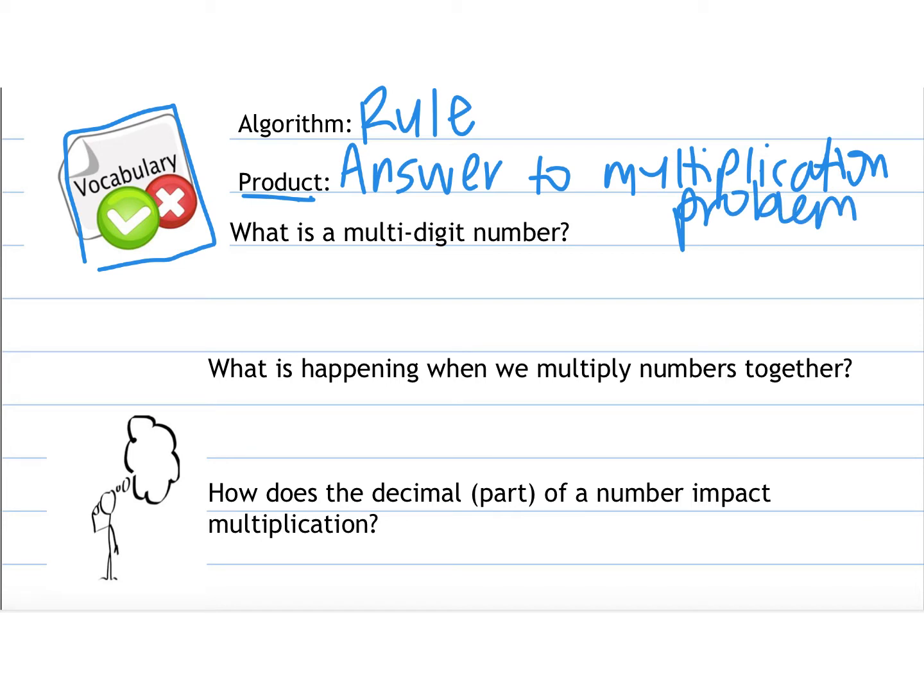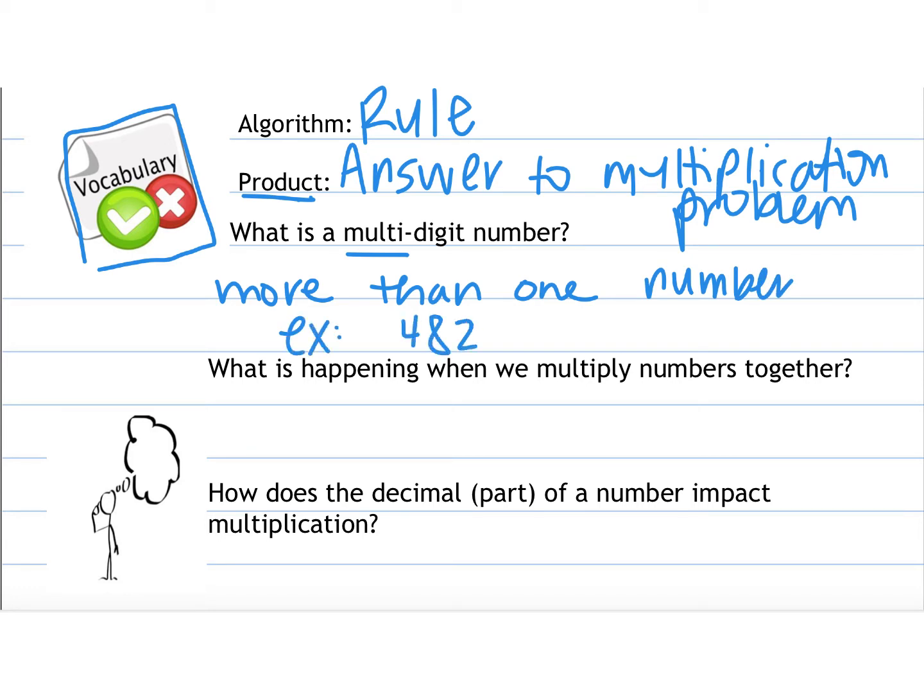And then this question, what is a multi-digit number? Well, multi means more than one. And we know that a digit is like the numbers, so more than one number. Okay, some examples of this would be 482 or 3,115. Those are multi-digit numbers. Now remember, when we have this symbol over here, that just means things to think about or keep in mind.